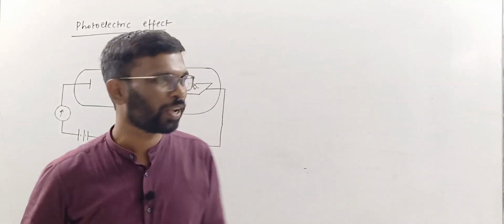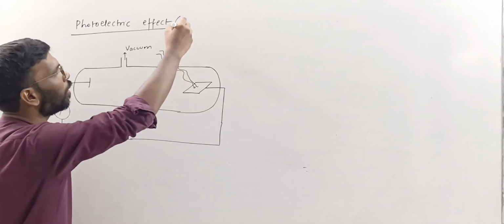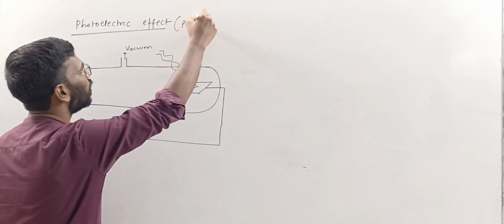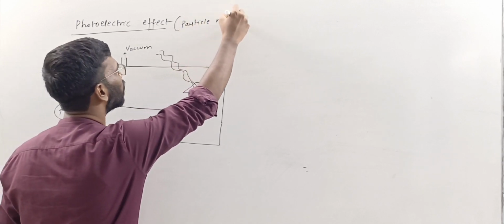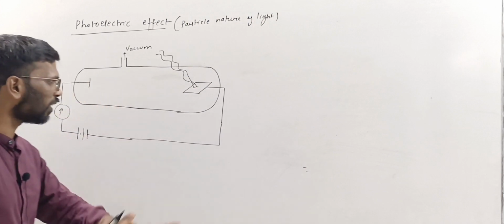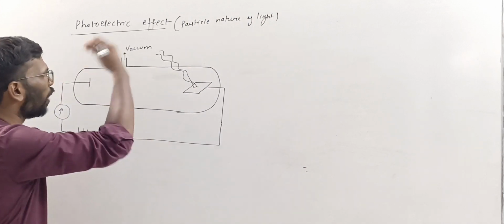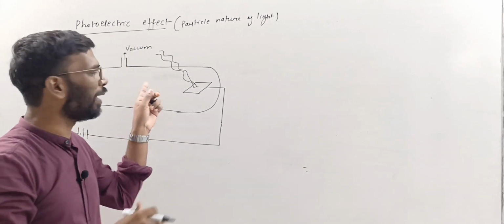So next is the photoelectric effect. This experiment was for proving the particle nature of light. See, the experimental setup is this. This is an evacuated tube. Here it is connected to a vacuum, and the pressure is maintained low over here.